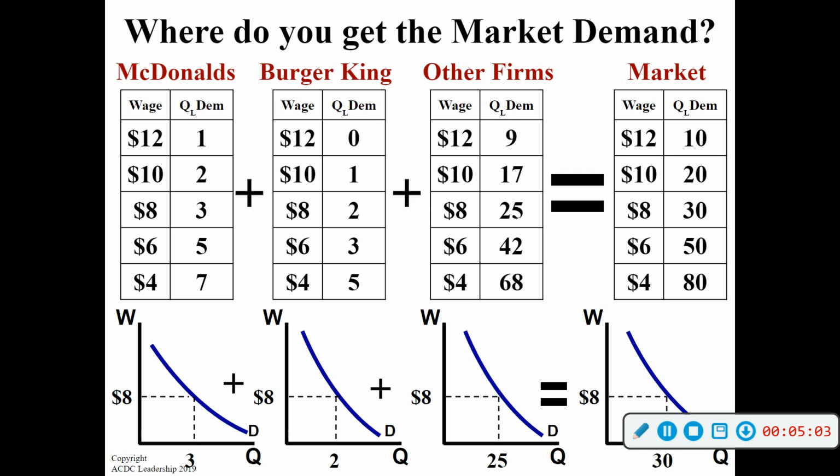You ever see market? Remember, market just means a larger analysis. So if we take McDonald's and Burger King and all the other firms and we put all of their individual demand together, that gives us the market demand for labor. And this is really kind of what the real world looks at: what's the market demand for labor right now in a particular industry? Is it a competitive wage? Do we need to raise the wage? What do we need to do to control these markets? But anytime you see the word market, it's just a bigger analysis.